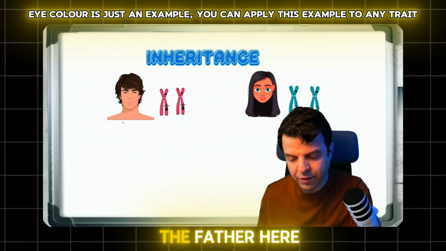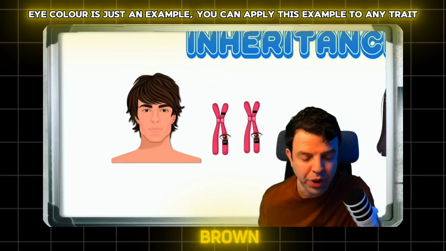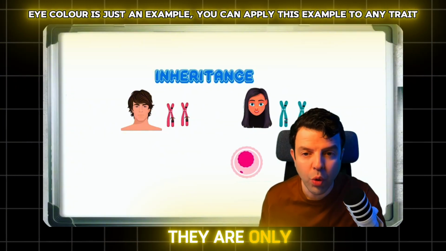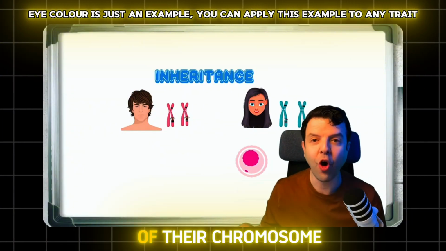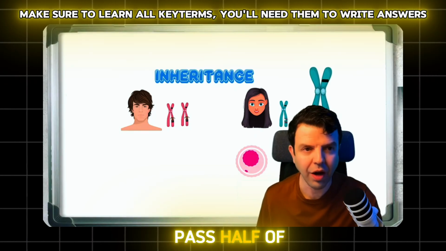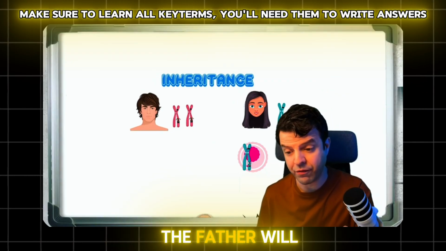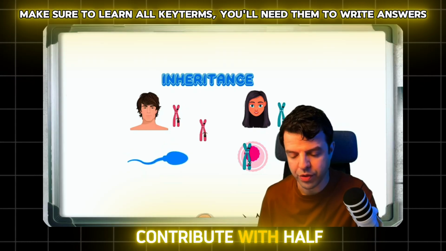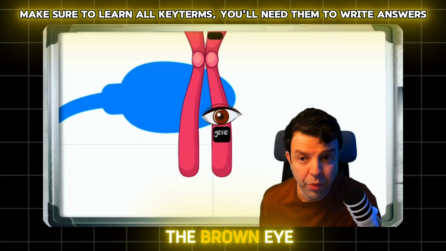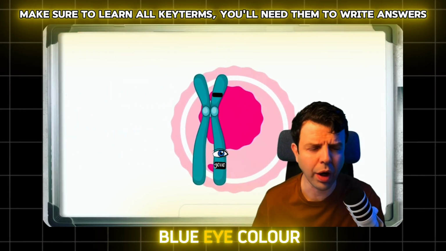If this is the father here and she is the mother, and as you can see, his eye color is brown, her eye color is blue, when they are to have children, they are only allowed to pass half of their chromosomes to the child. She will only pass half of these chromosomes. I'm going to show you, like, one of them goes here, and the other one, the father will contribute with half of his chromosomes. So you can see the father has passed the brown eye color to his child, and the mom has passed the blue eye color to the child.